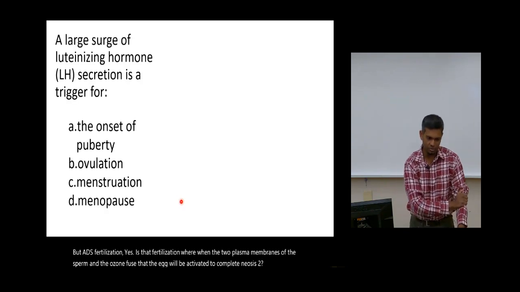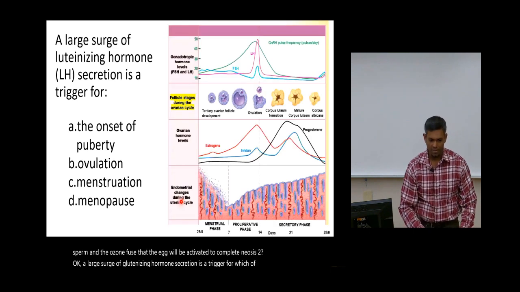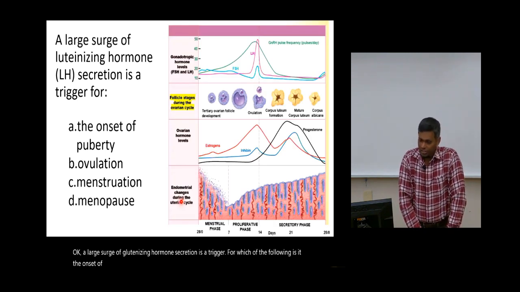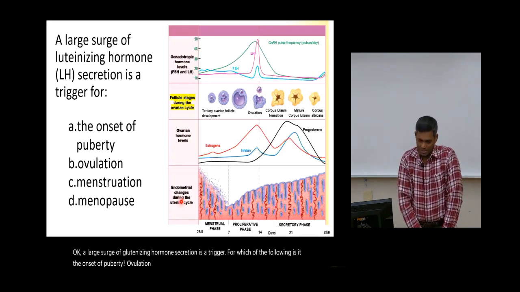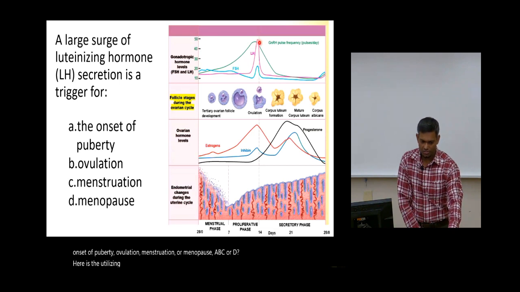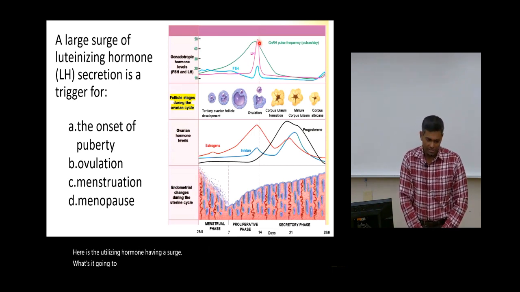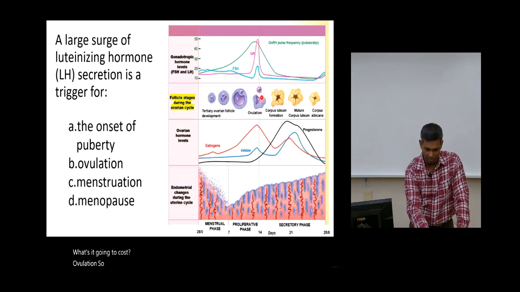Okay, a large surge of luteinizing hormone secretion is a trigger for which of the following? Is it the onset of puberty, ovulation, menstruation, or menopause? A, B, C, or D? Here's the luteinizing hormone having a surge. What is it going to cause? Ovulation. So that answer is B. That's when ovulation takes place.